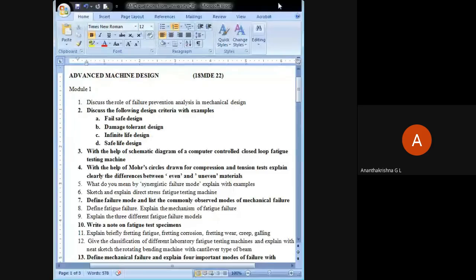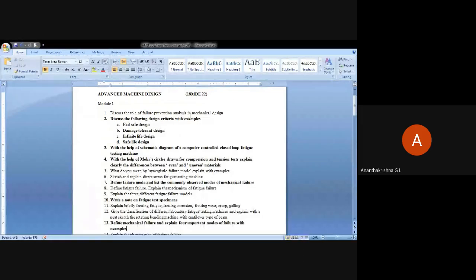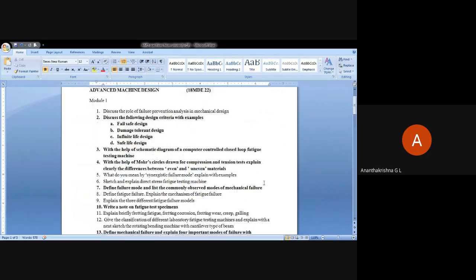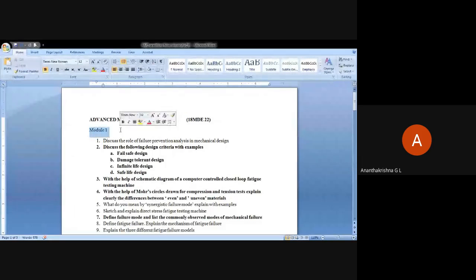Yes, sir. Okay, one second. Yeah, can you see the Word screen now? Word screen, can you see? Yes, sir. Okay. Now, I'll just make it a bit bigger. Okay, so this is module 1. Are you able to hear me? Sandesh, Sukrut, Mithun? Yes, sir.